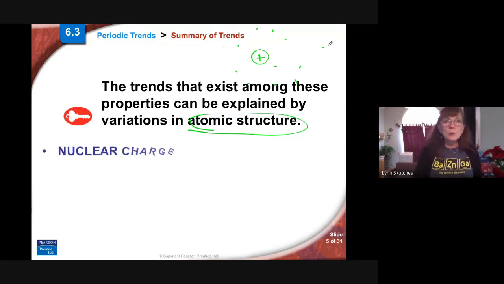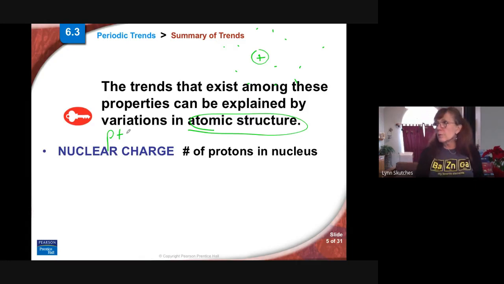The first one's nuclear charge. So you should think, nucleus, that's what Rutherford found. Oh yeah, those alpha particles bounce off of it. Remember, the nucleus is positive. Why is it positive? Because the protons are positive. Yes, there's neutrons in the nucleus, of course, but they're neutral. Okay. So nuclear charge is one thing that explains these trends.